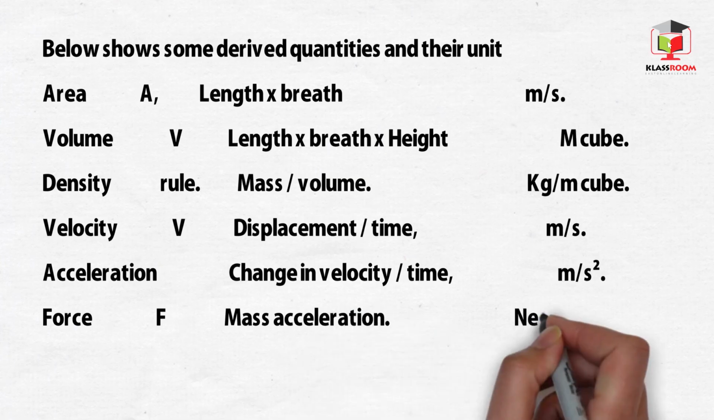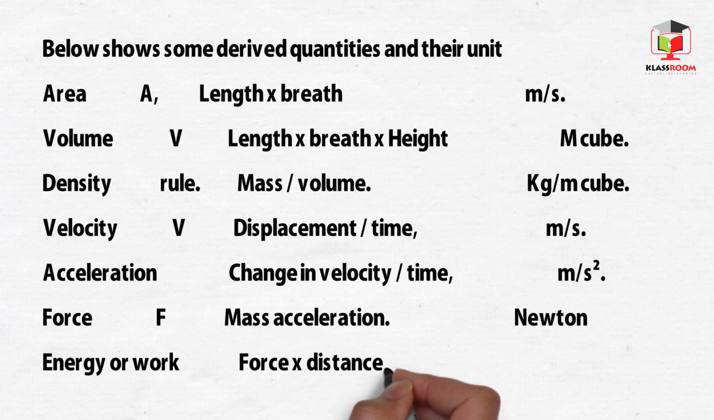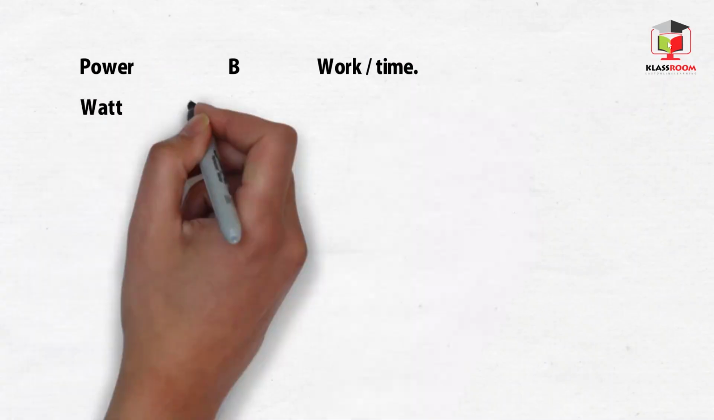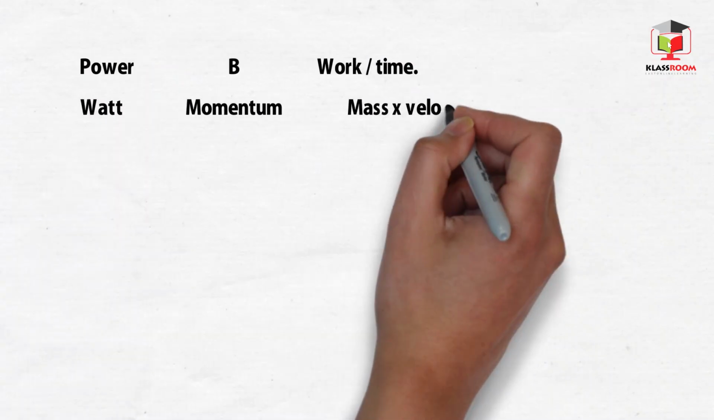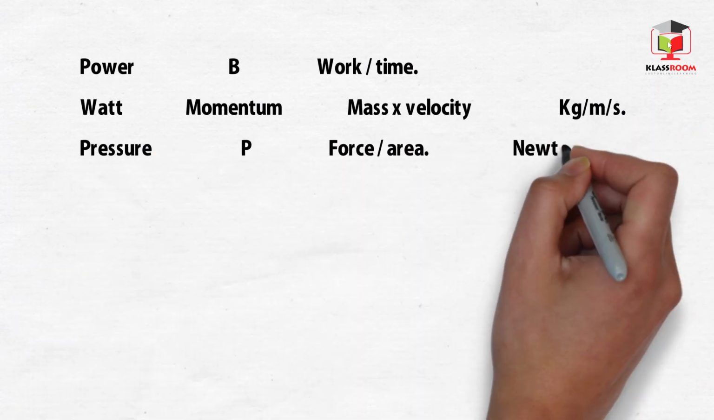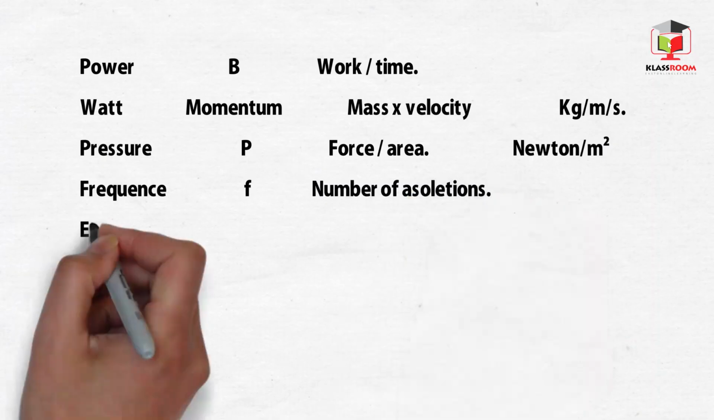Force, F: mass times acceleration, Newton. Energy or work: force times distance, joule. Power, P: work over time, watt. Momentum: mass times velocity, kilogram meter per second. Pressure, P: force over area, Newton per meter squared.